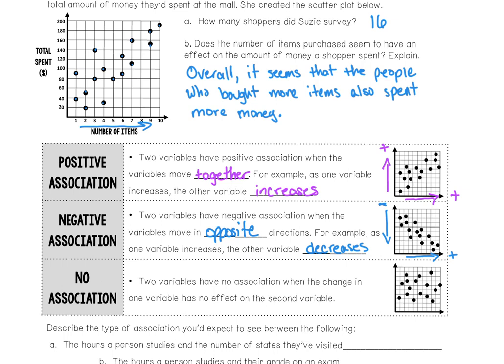Okay, the last one here is there's no association. Two variables have no association when the change in one variable has no effect on the second. There's no pattern here. They're kind of going all which ways. Some are going up, some are going down. There's no distinct pattern that we can say, oh, they're both going up or they're going opposite. They're just scattered about, like a scatter plot.